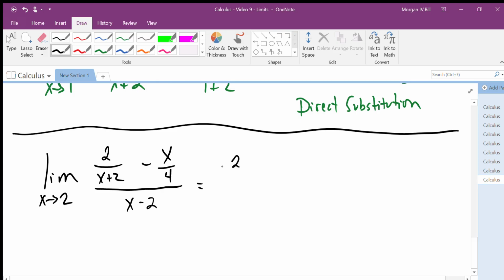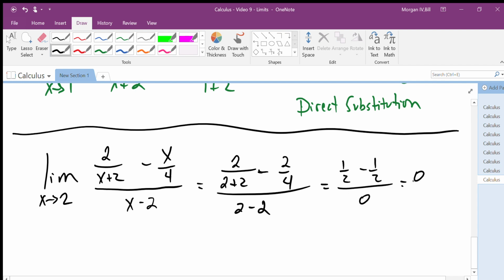That's 2 over 2 plus 2 minus 2 over 4 over 2 minus 2. That is 2 over 4. That's 1/2 minus 1/2 over 0. That's 0 over 0. That is indeterminate form. Hole in the graph, that means our limit's going to exist. We just have to do some algebra to figure out what it is.